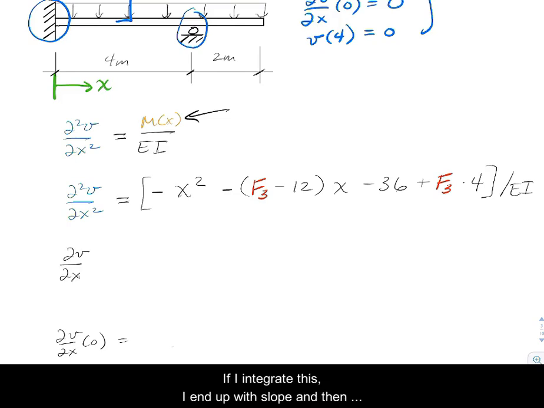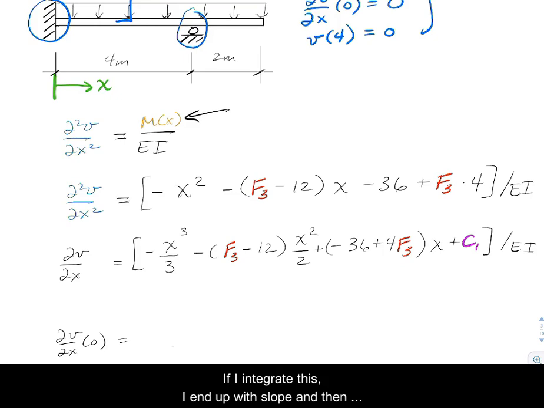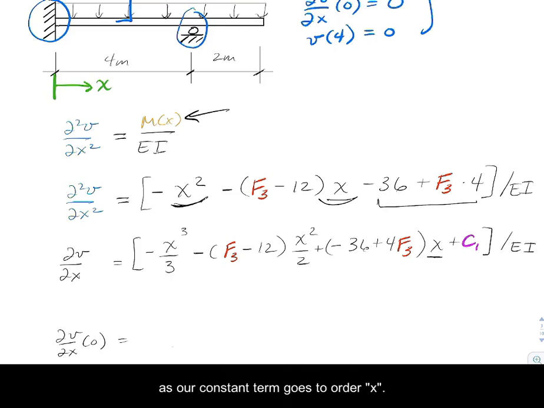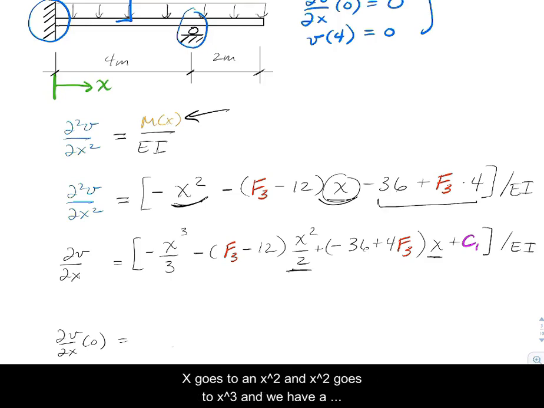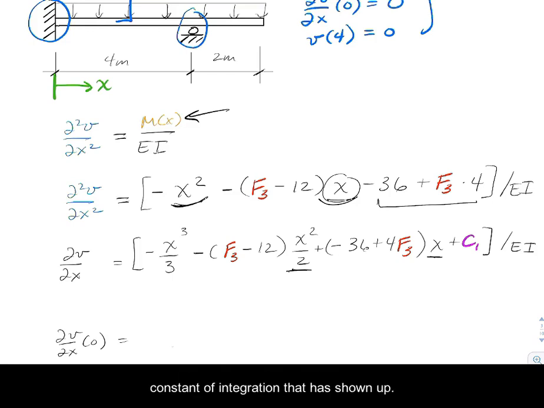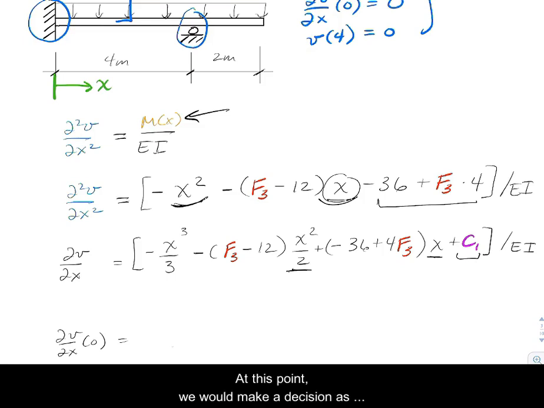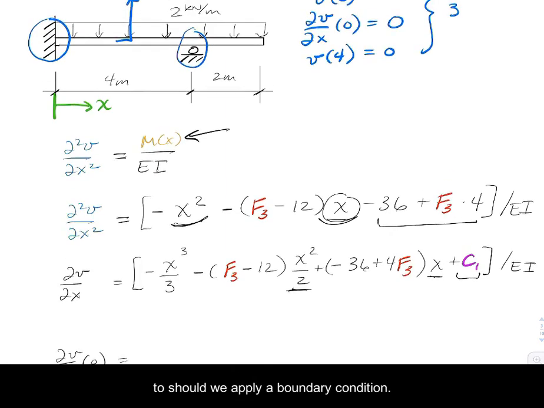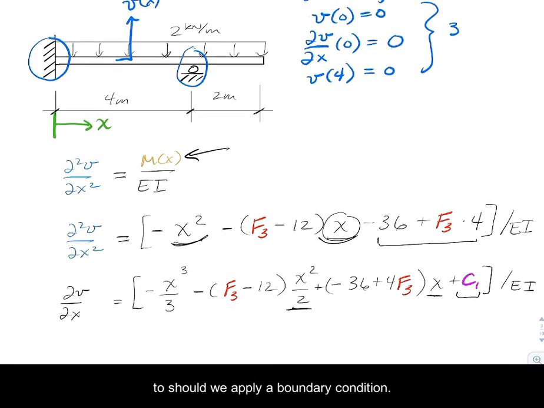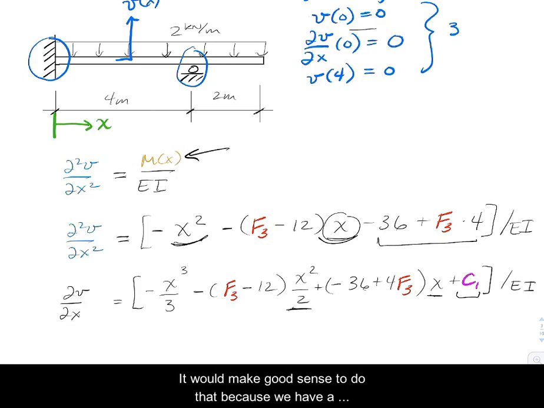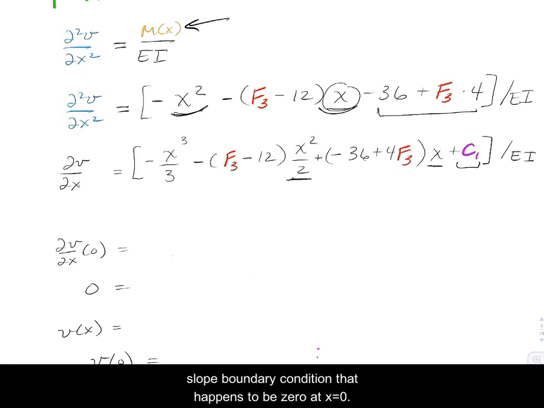So if I integrate this, I end up with slope, and then we see that we've raised the order of all of our terms. There's our x. Now the x goes to an x squared, x squared goes to x to the third, and we have a constant of integration that's shown up. And so at this point, we would make a decision as to should we apply a boundary condition. And it would make good sense to do that because we have a slope boundary condition. It happens to be at 0.